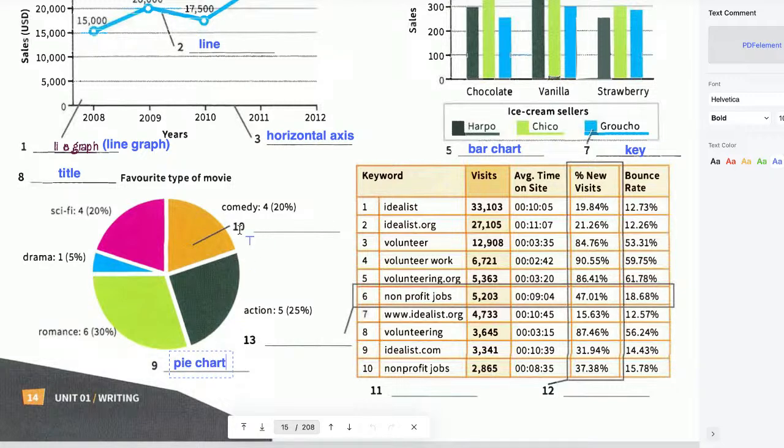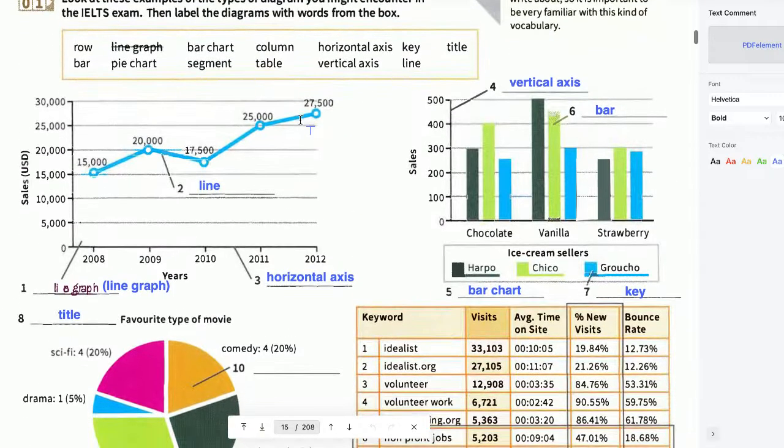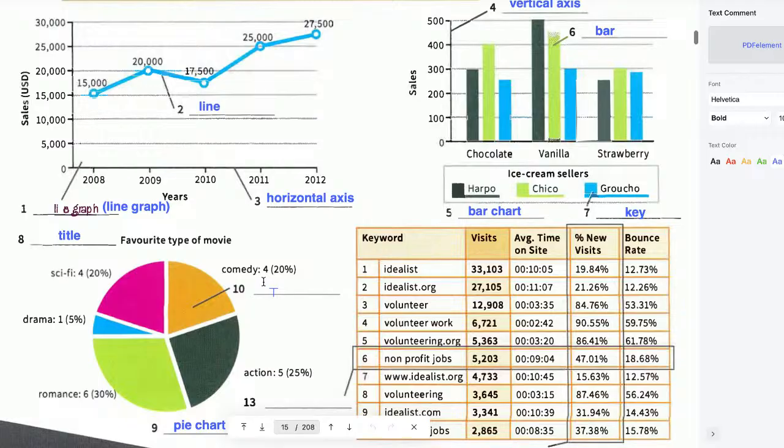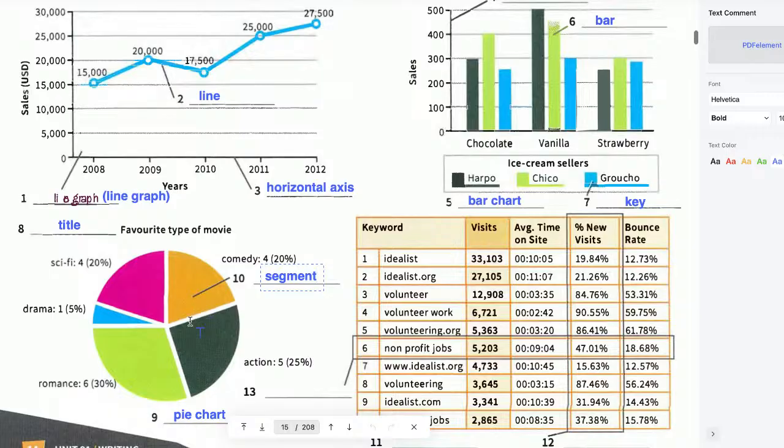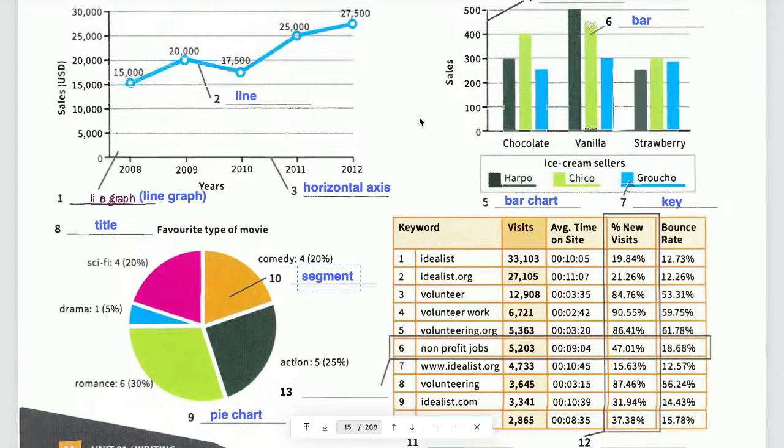All right, now number 10, we see it is pointing to the orange segment here, right? So how can we call number 10? Oh, okay, I used that word already. Segment, yeah. So we call that segment. We have a few segments here: the orange one, the dark green one, and the light green one, something like that. Segment.